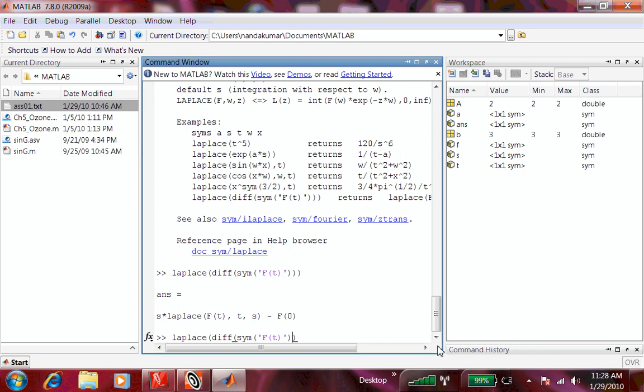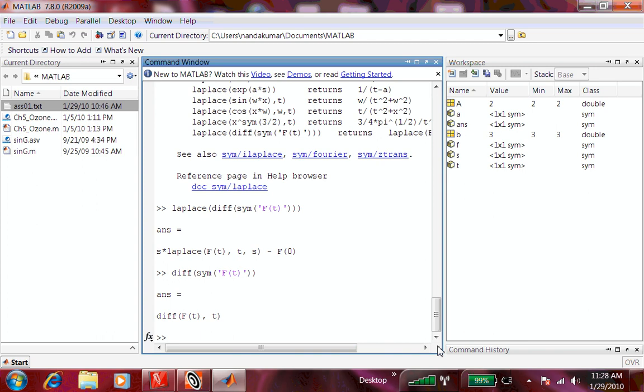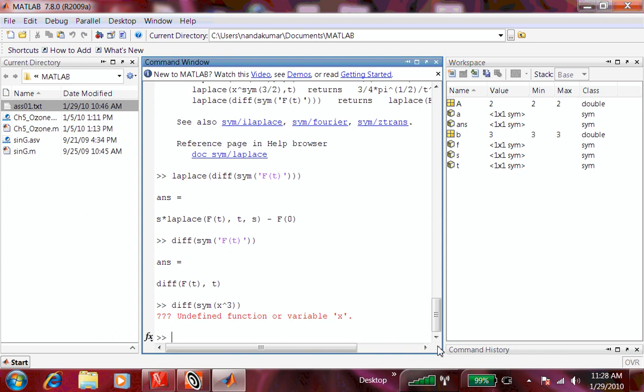To show you how to understand each one of them, I can break it up. If I enter this, what am I going to get? It's just the derivative of that function, right? But if I had said x cubed instead of that function, what would I get? x is not defined. Undefined function or variable. How would I fix that? What was the problem and what are we trying to fix? Can you guess what the difference is between these two?